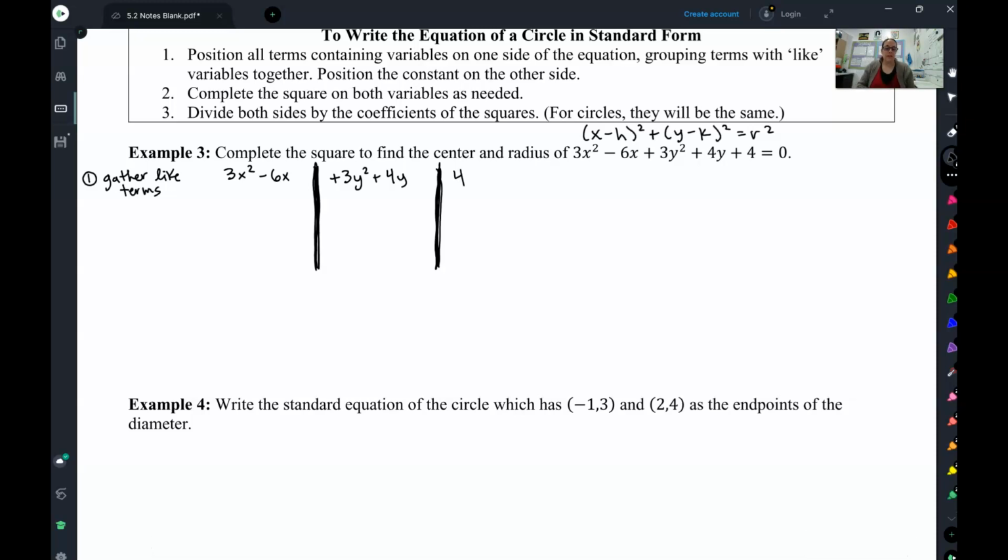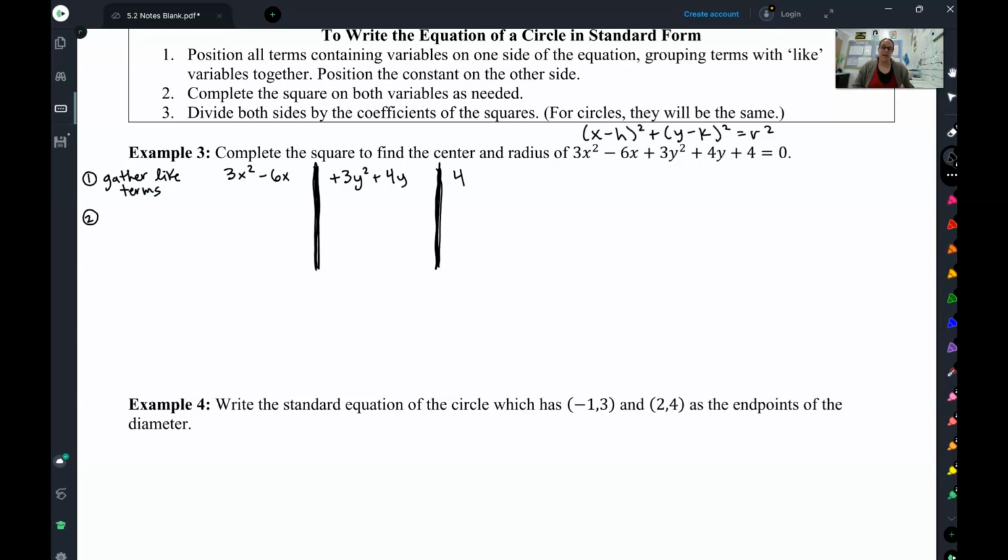Now, you will notice that this problem is already equal to 0. If your problem that you get in your homework or on your test is not equal to 0, you will want to do that first step of bringing everything to the same side so that it does equal 0. So we have everything on the same side, and we did step 1. We gathered our like terms. Check.